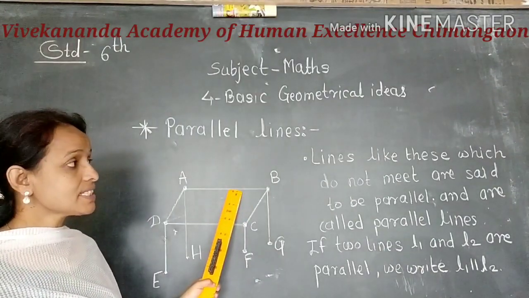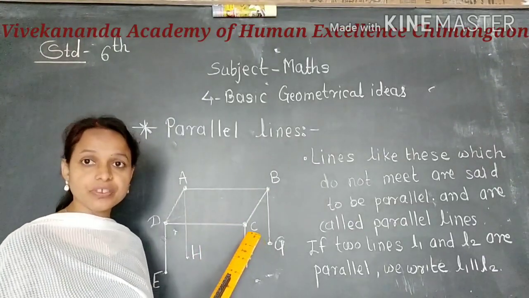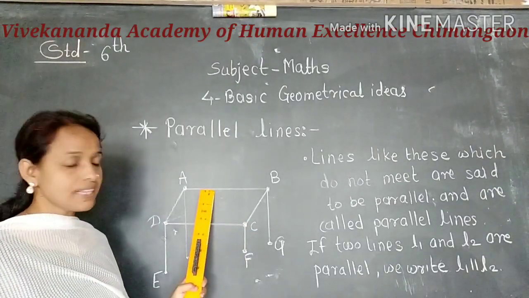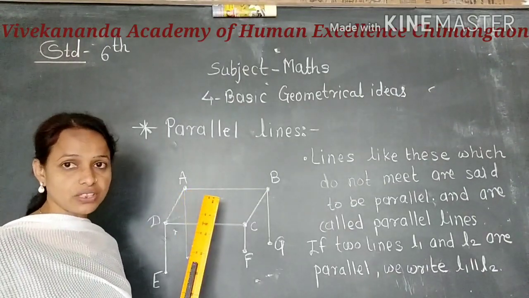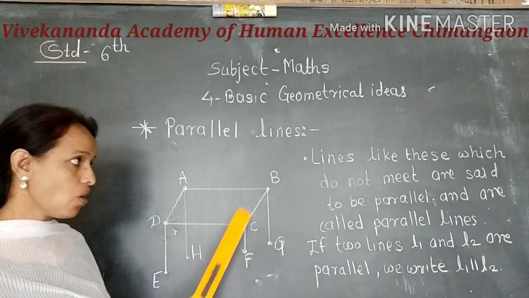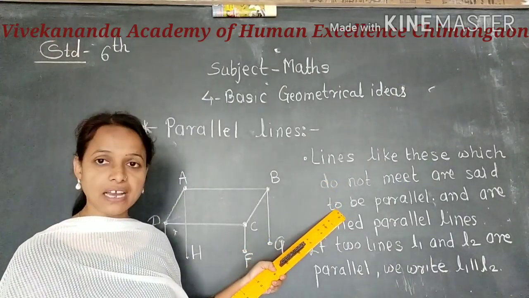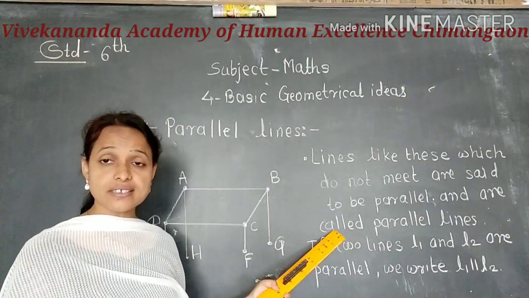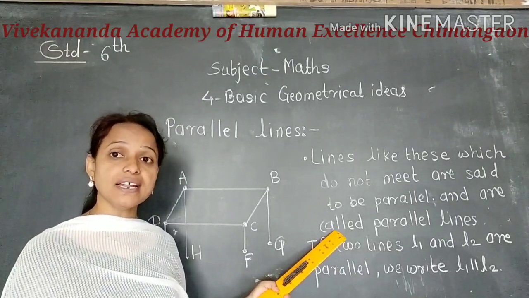So these types of line segments or lines are said to be parallel, which do not intersect each other or do not meet. So these types of lines which do not meet are called parallel lines, which do not intersect or meet each other.